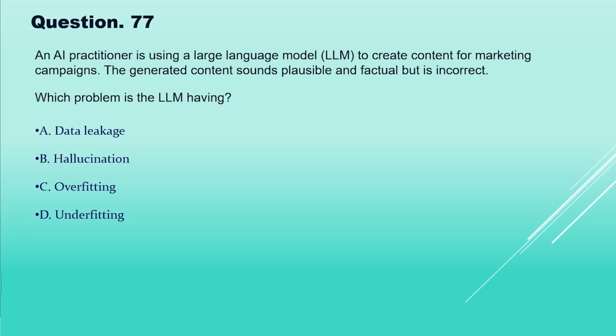And the correct answer here will be option B, hallucination, because hallucination is a phenomenon in which an LLM generates text that sounds plausible and factual but is actually incorrect and nonsensical. This occurs when the model is overconfident in its ability to generate coherent text based on the patterns it has learned from the training data. So option B is correct here. And now question number 78.